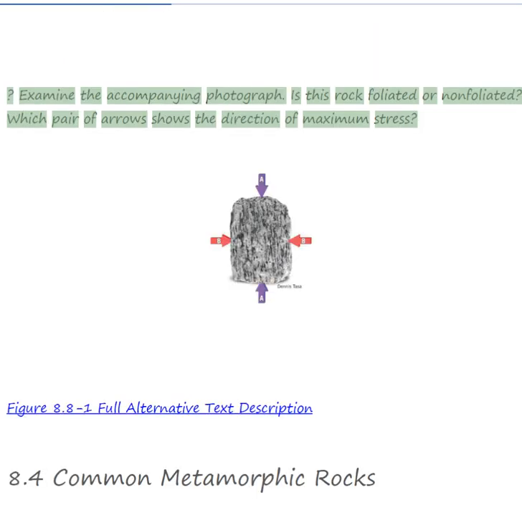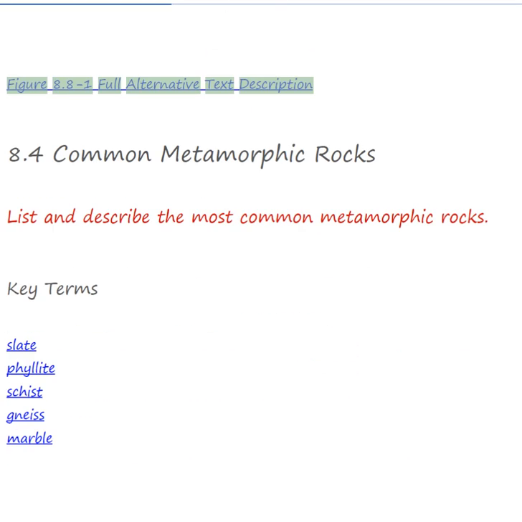Examine the accompanying photograph. Is this rock foliated or non-foliated? Which pair of arrows shows the direction of maximum stress? Figure 8.8-1 Full alternative text description.